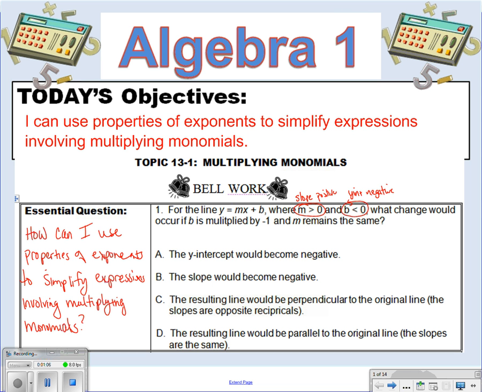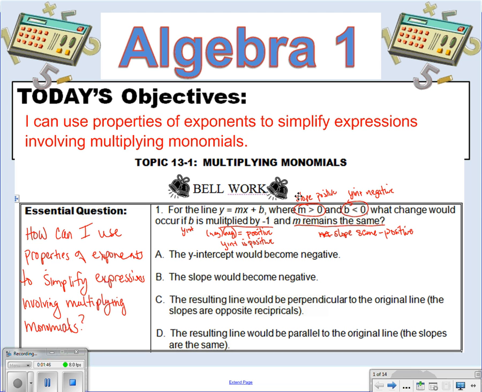Now it's asking, what change would occur if b, this is our y-intercept, is multiplied by a -1? So if our y-intercept was initially negative, we're going to get a negative times a negative, which gives us a positive. So if our b was multiplied by -1, this means our y-intercept is positive. And m remains the same, and that means our slope is the same, which means it is also positive.